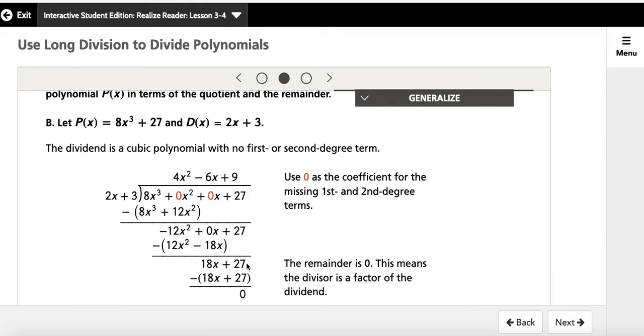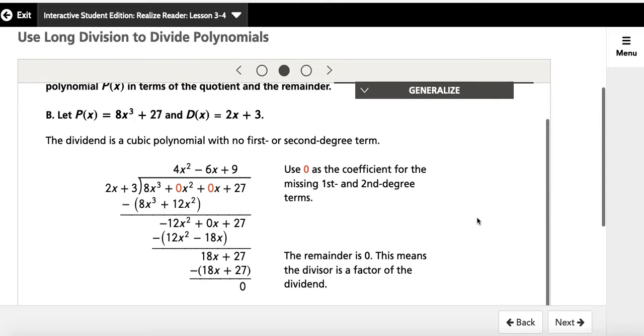And then the 27 comes down. Now we're looking at 18x and the 2x. When you take 18x divided by 2x, you get just 9 with no x's. So that goes up here. 9 times 2x is 18x. 9 times 3 is 27. Then you subtract and you end up with nothing. There's no remainder.